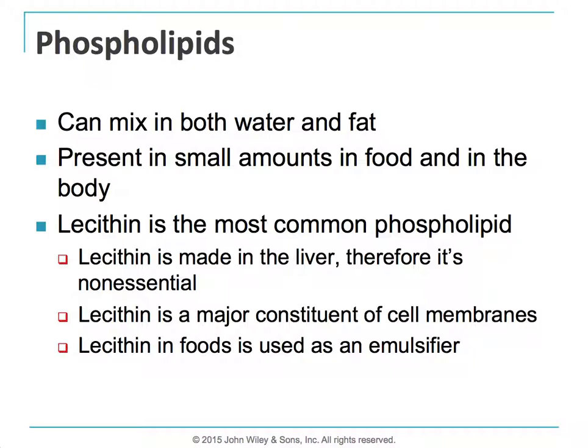Now, it's present in small amounts, excuse me, in food and in the body. Lecithin is the most common phospholipid. It's made in the liver, and therefore it's non-essential, right? Because your body can produce it on its own, so it doesn't need to get it from food. Lecithin is a major constituent of cell membranes, which we'll see on the next slide. But you can also find lecithin in foods. It should be listed on the ingredients label. It's used as an emulsifier, so it's used to help mix oil and water together. So a good spot to find lecithin in food would be in salad dressings.